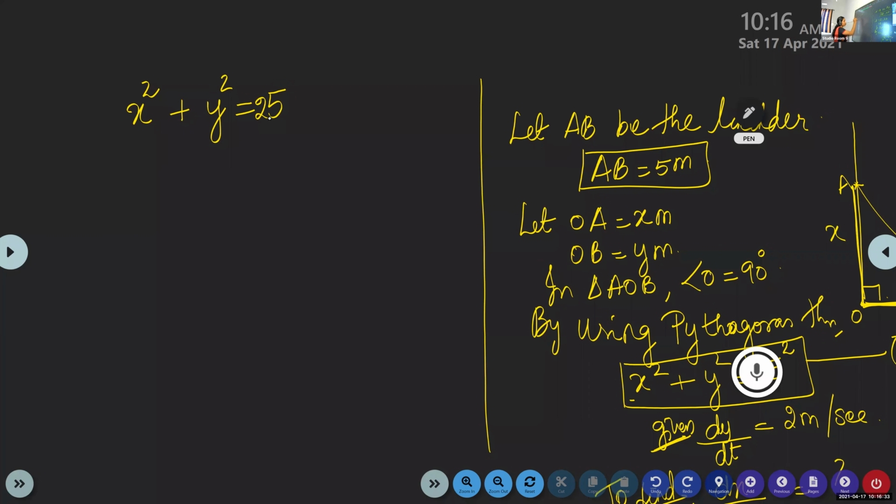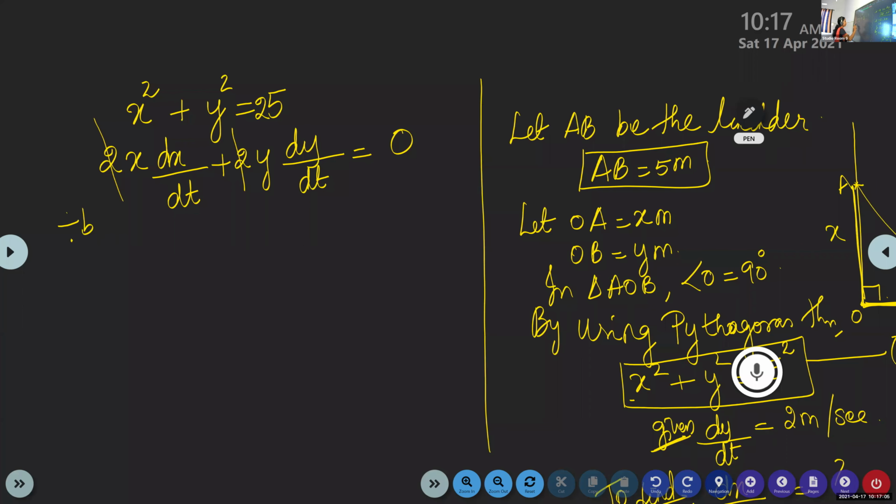Now listen. The derivative of x square is 2x into dx by dt, since we are differentiating with respect to time. Plus 2y dy by dt. The derivative of the constant 25 is 0. Throughout, this 2 is there, so we can divide throughout by 2, and the 2 will get cancelled. Therefore, we get x dx by dt plus y dy by dt is equal to 0.